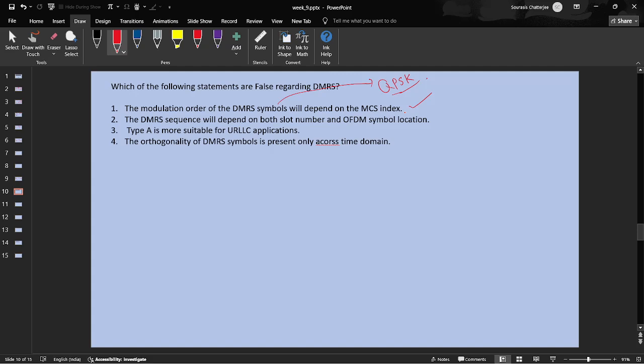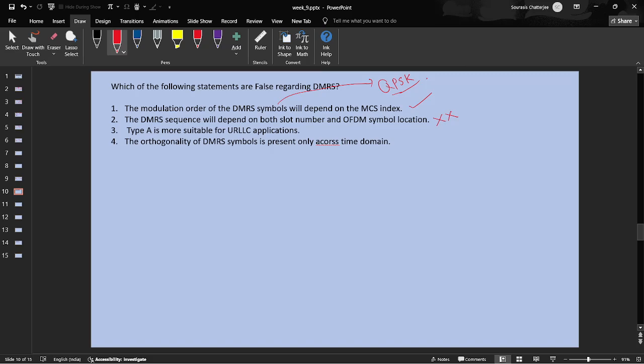DMRS sequence will depend on slot number and OFDM symbol duration, OFDM symbol location. This is true because it is slot number 2 and wherever it is mapped, the next one. So you are referring to that gold sequence, right? Yes, DMRS symbols are okay. So this is true, this one cannot be false.